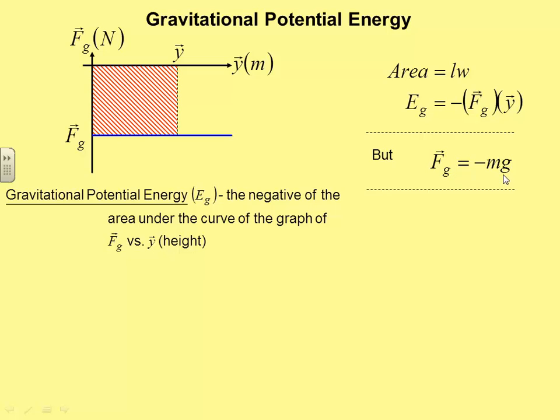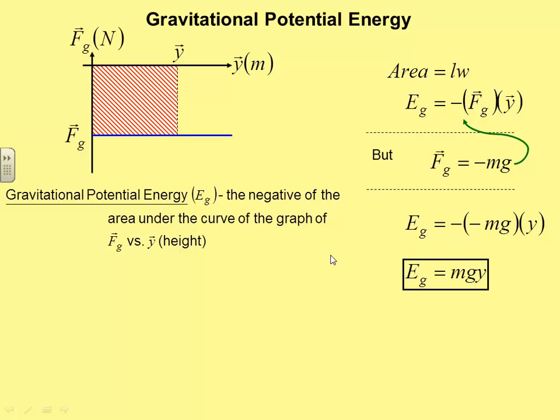However, we did a whole lab and we've used many, many times this year the fact that the force of gravity is the mass times the gravitational field strength. Now, why did I make this negative? Because it's a vector, and the force of gravity always acts downward. So if we're going to substitute for a vector here, we need to make it a vector here. So I'm going to substitute that right in, and we get Eg equals negative of negative mg times y.